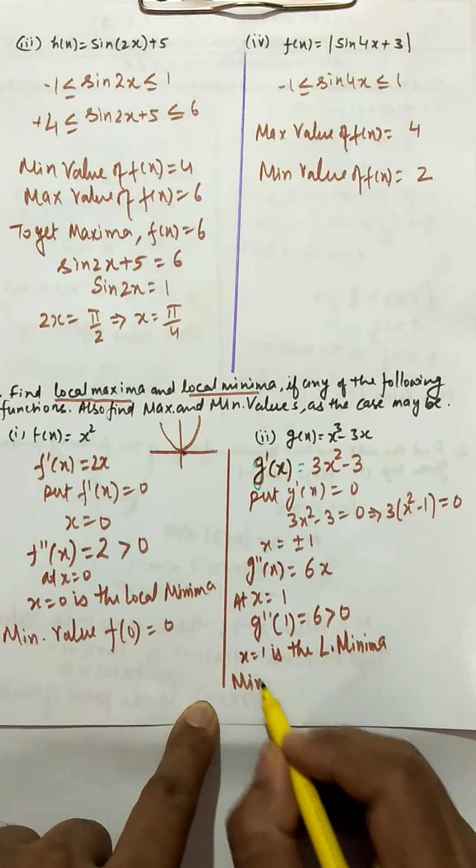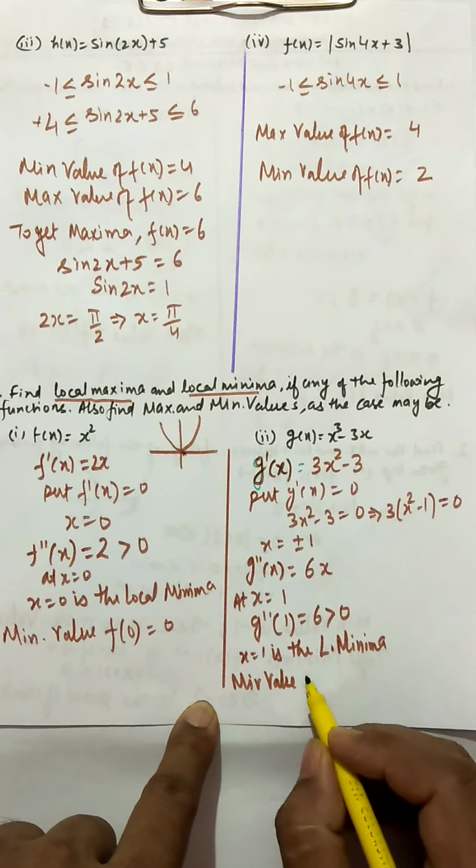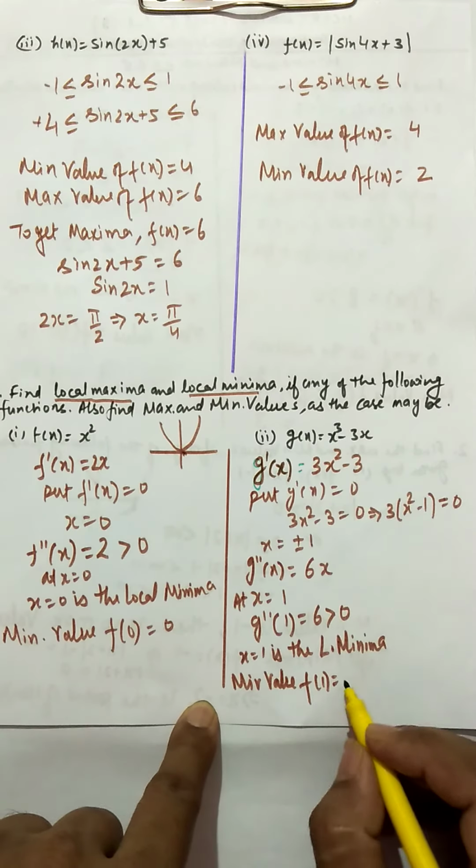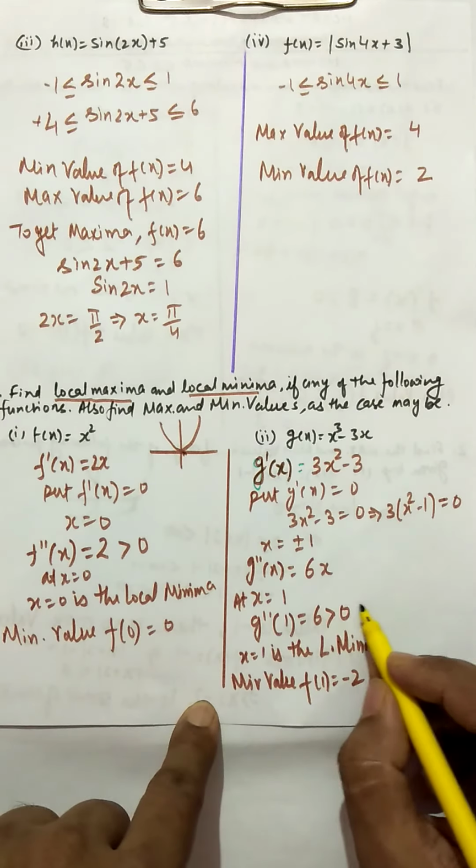and the minimum value you can find if you put g(1). So in the function we put, this is 1 minus 3, this is going to be minus 2. So this way we have found it.